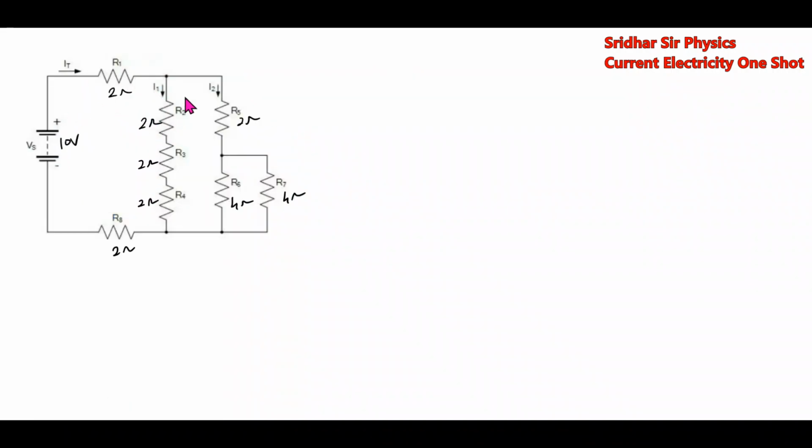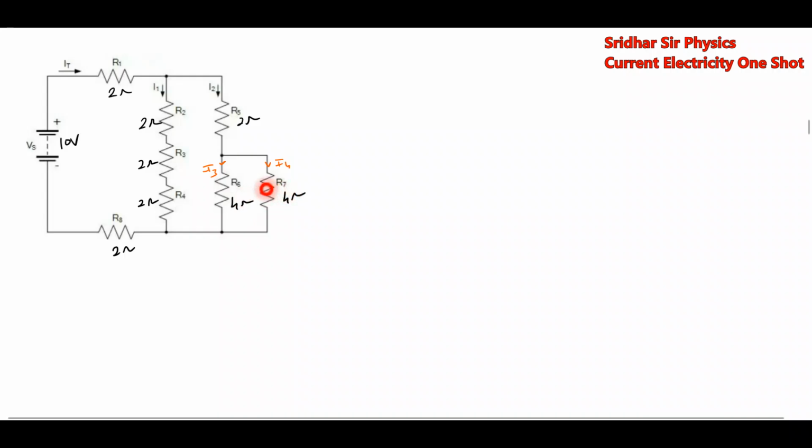Next, we have the circuit. We have to calculate the current in all the branches. Here the total current will be IT. It will branch here into I1 and I2. Now this current again will branch here. Here we have the junction. So it will become I3 and I4. We have to calculate all these currents. So first we'll take the effective.